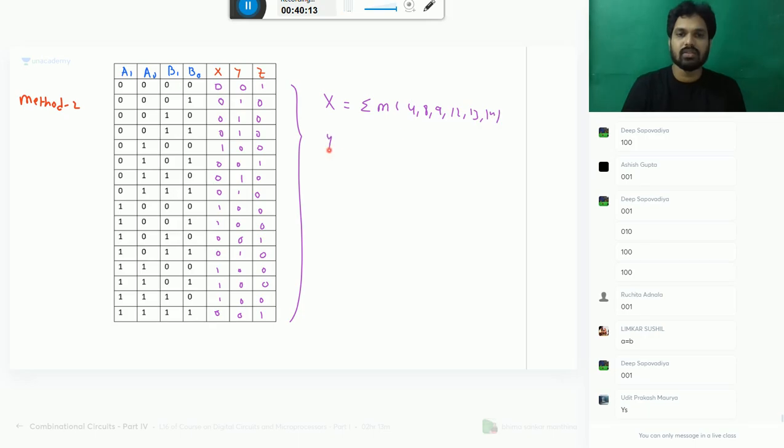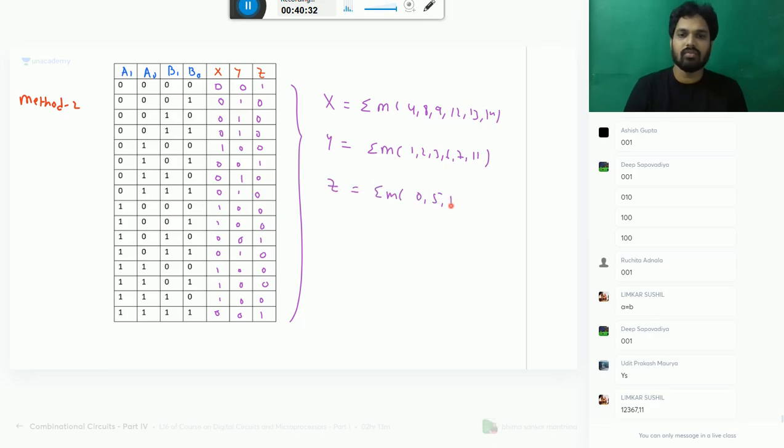What is Y? Sum of the min terms 1, 2, 3, 6, 7, 11. And what is Z? Sum of the min terms 0, 5, 10, 15.